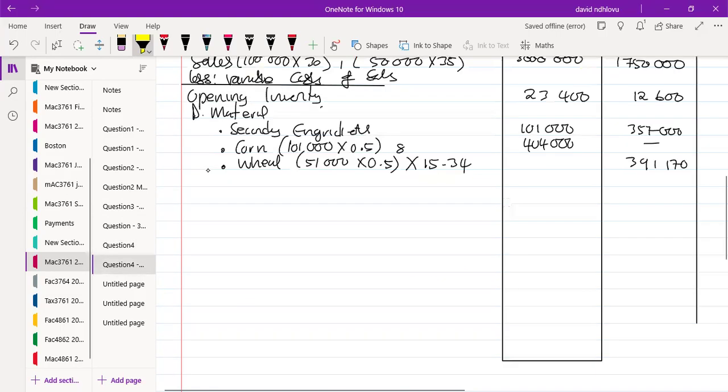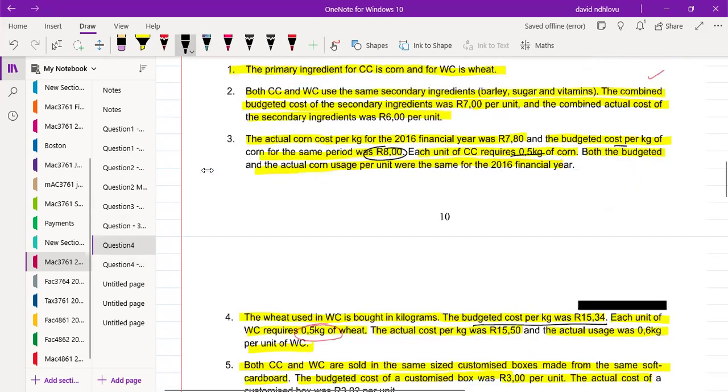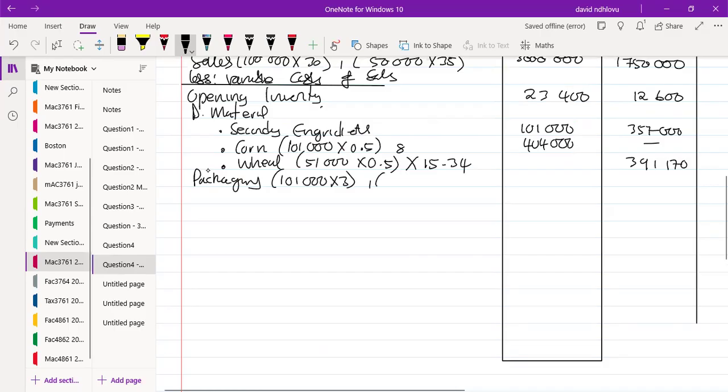Right, so this one we are looking at packaging. Right, we have 101,000 units. What is the cost for each? 3. Is 3 rand. So multiplied by 3. And then here we've got 51,000 also multiplied by 3. 153. So that would be 303 here in terms of the packaging. And then the 51 by 3, that gives you 153. So that represents our packaging. So all these are variable manufacturing costs.